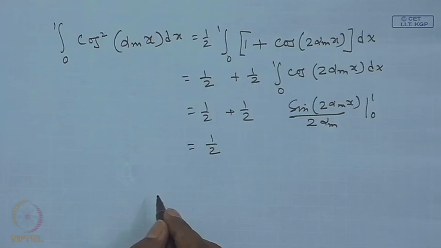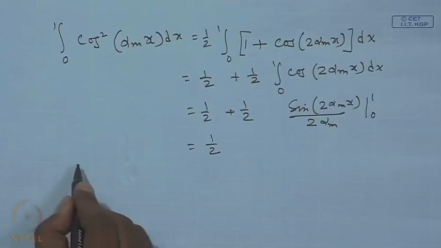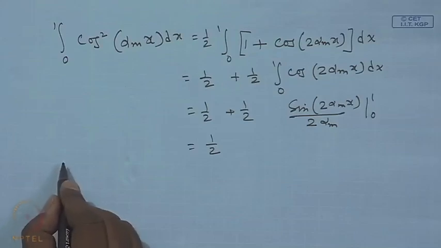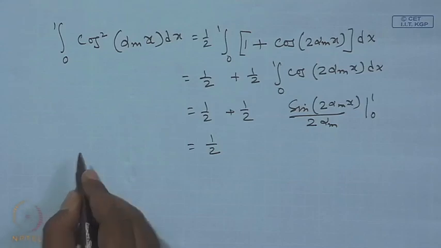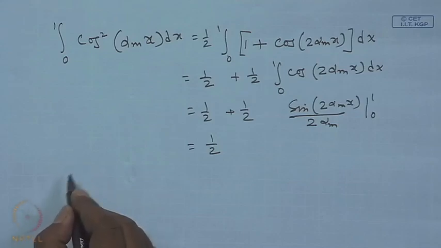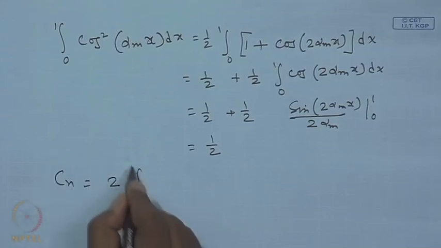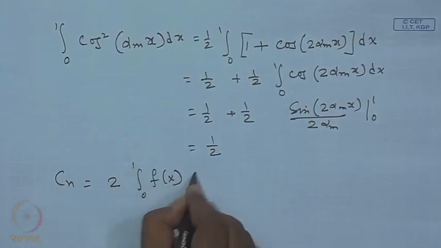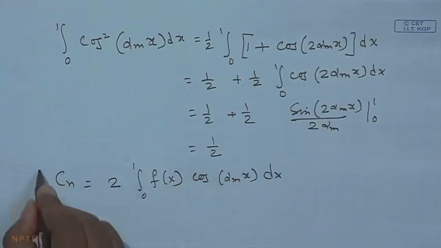Okay. So, what we will be getting is that the final form is f of x, so C n will be nothing but 2 times the integral from 0 to 1 of f of x cosine alpha m x dx.